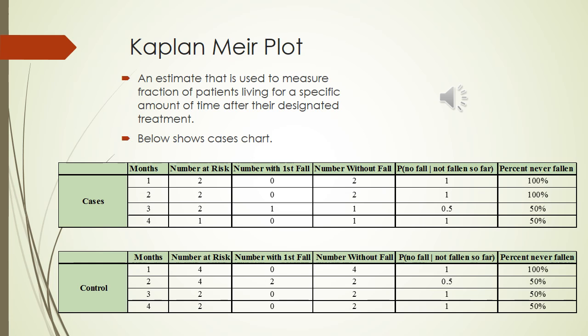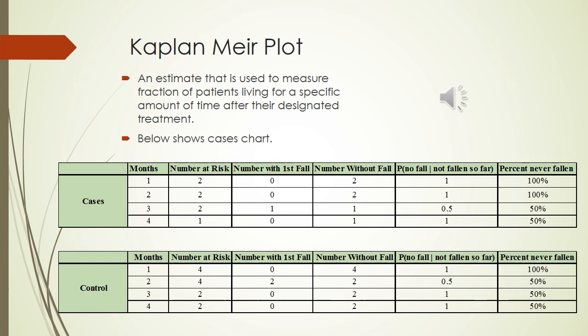To calculate the number of patients that are not falling, you subtract the number with the first fall from the patients at risk. The same calculation can be done for the control using this very same concept. And to calculate the specific percentage of never falling in the control version, you have to use the percentage from the previous trial, or the cases in this case, to calculate the probability of falls.